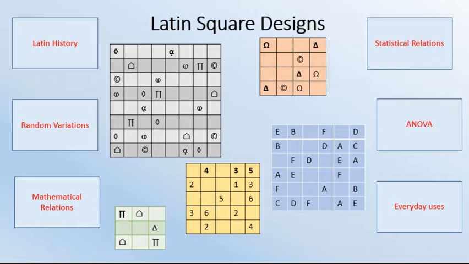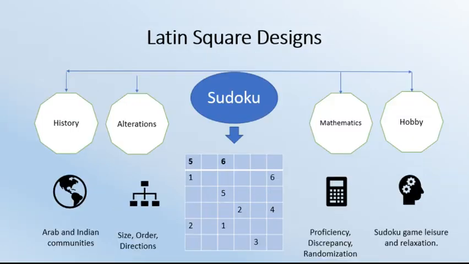Another relation to Latin square designs would be Sudoku. Sudoku is a mathematical game. It comes from a Swiss mathematician named Leonhard Euler, and the game went on to Hong Kong, where it was created. There are variations in the mathematical design. You arrange the numbers in order, and it's a hobby. It's definitely something people use to entertain themselves.